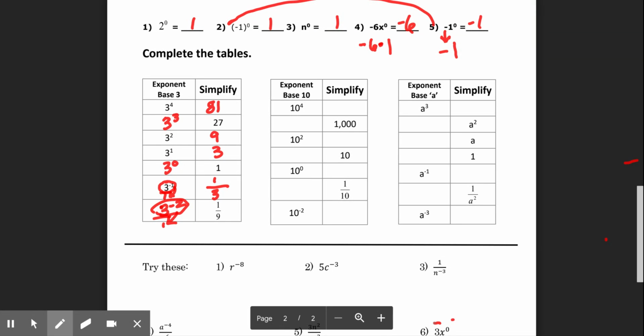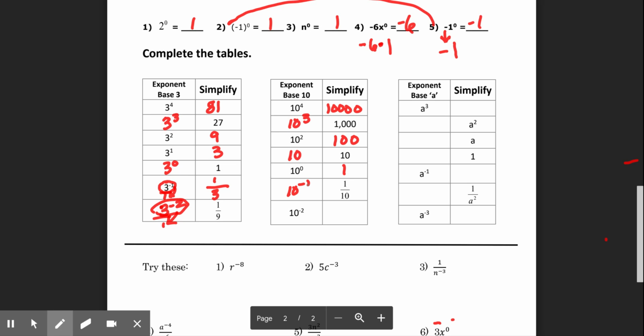We have 10 to the 4th. So that's 1 with 1, 2, 3, and 4 zeros. So guess what this one's going to be? 10 cubed. 10 squared is 1 with 2 zeros. Then this will be 10 to the first, which is 10. 10 to the 0 power, anything to the 0 power is 1. And if we want a fraction, then it's going to be a negative exponent.